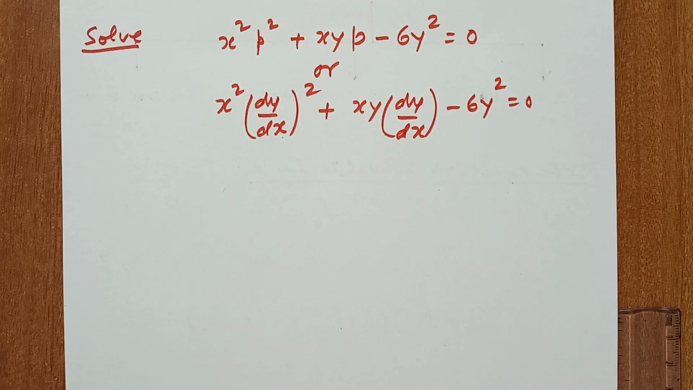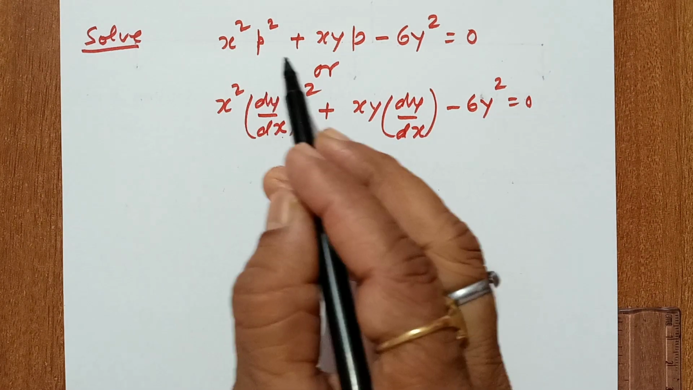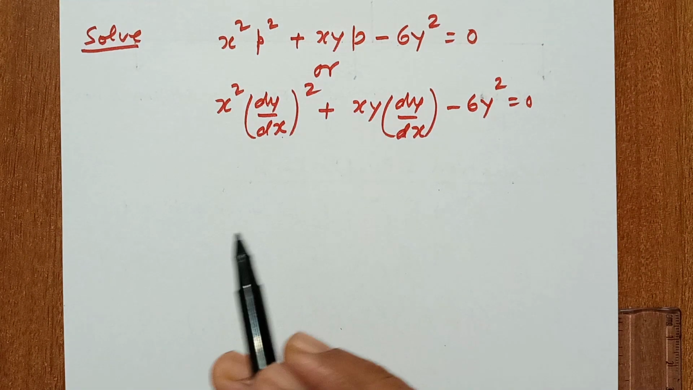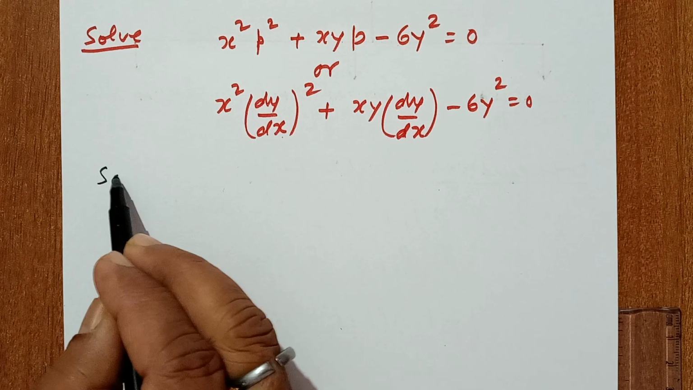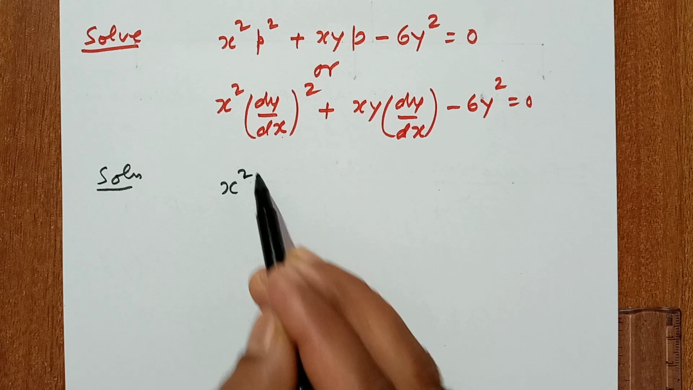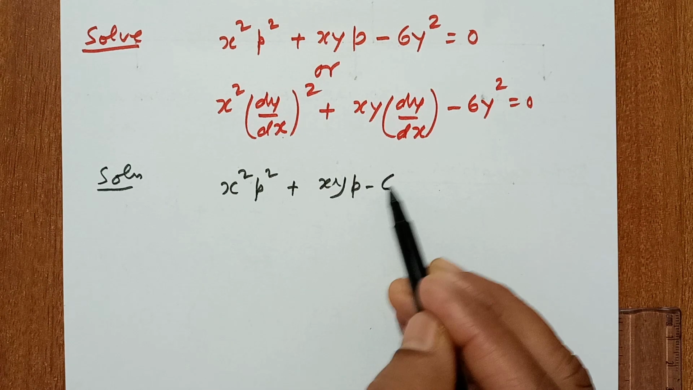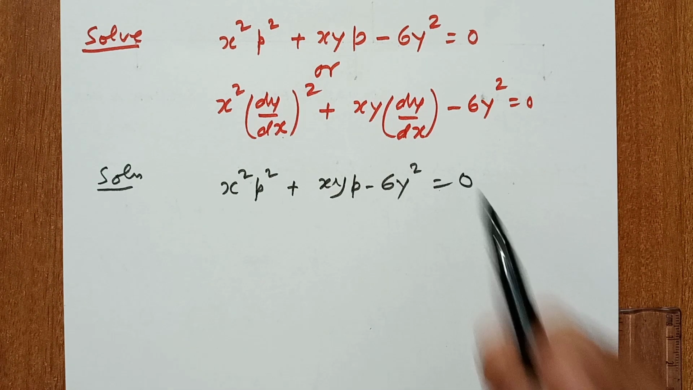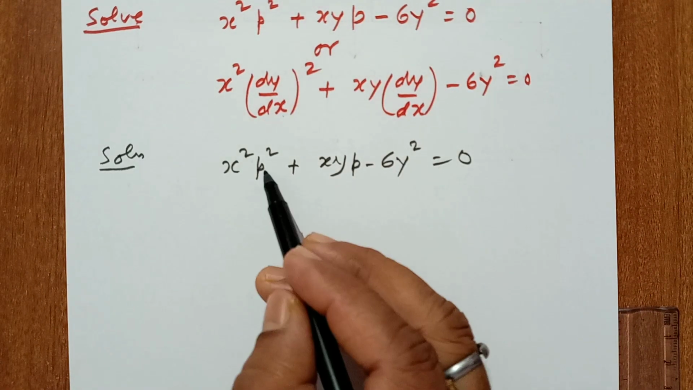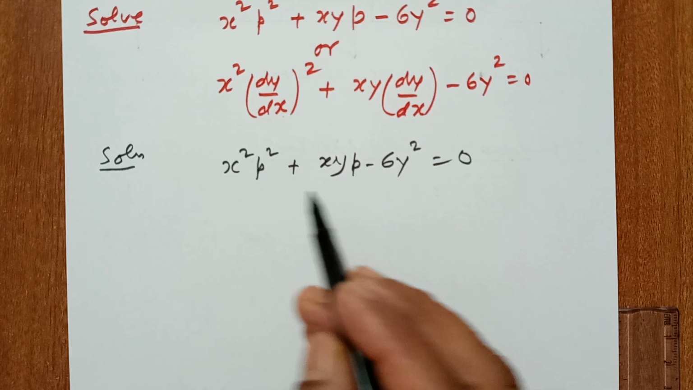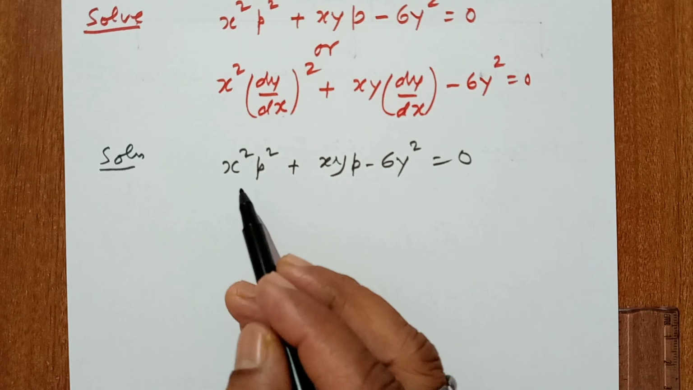This is the next example, which is solvable for p. So this is the differential equation. First we put dy by dx equal to p. So we get x square p square plus xyp minus 6y square is equal to 0. This is a differential equation, second degree in p. This is a quadratic differential equation in p, so first we will solve for p.